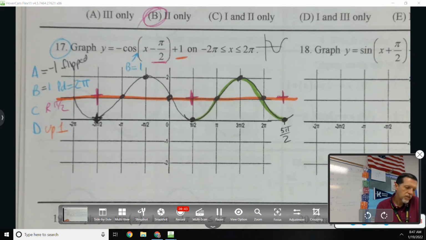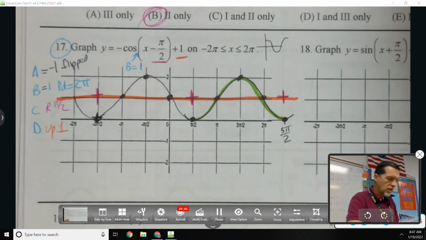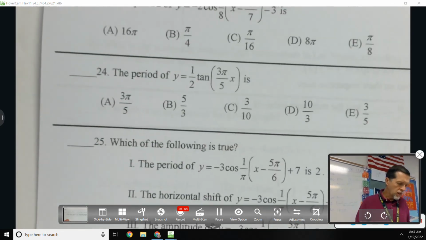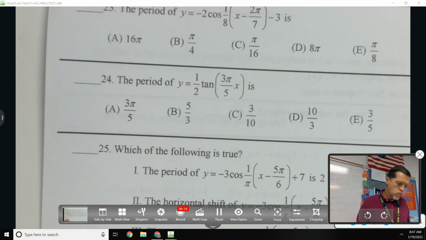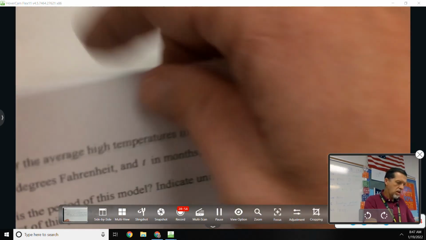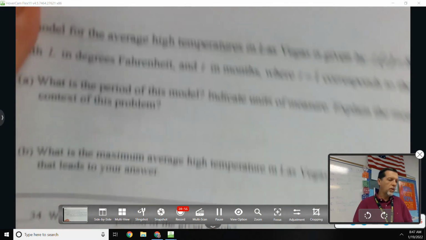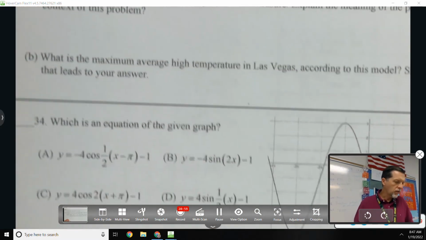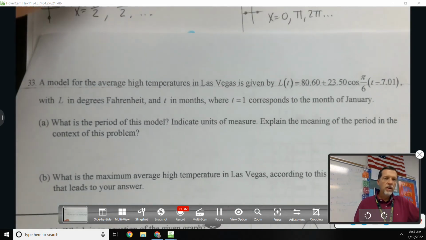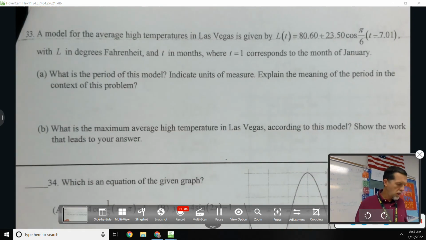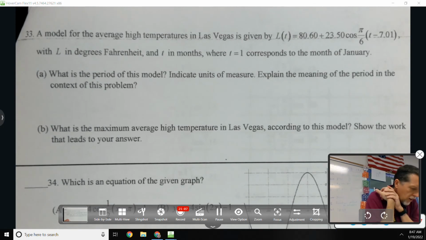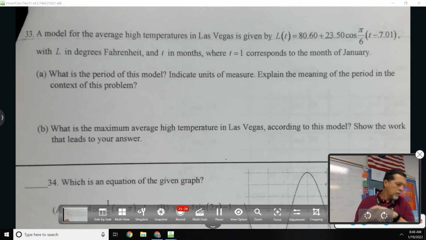So we've graphed some sine, we've graphed some cosine, we've graphed some tangent. Now number 33. Oh, yes. Writing an equation from, or no, it gives us the equation. We've just got to figure out what is going on here for 33. A model for the average high temperature in Las Vegas is given by that thing. T in months. T equals 1 corresponds to the month of January. What is the period of this model?